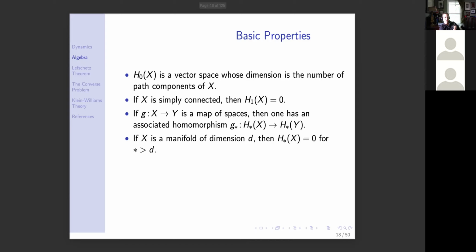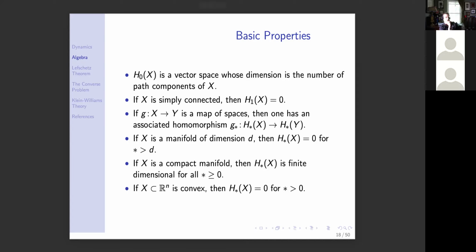And the next one is not obvious. If X is a manifold of dimension D, then the homology vanishes above dimension D. So this is sort of an invariance of dimension property for homology. And if X is a compact manifold, then the compactness is sort of a finiteness property, then the homology is finite dimensional in every degree. And that's going to be important for us too. Okay, so these are the basic properties of homology.